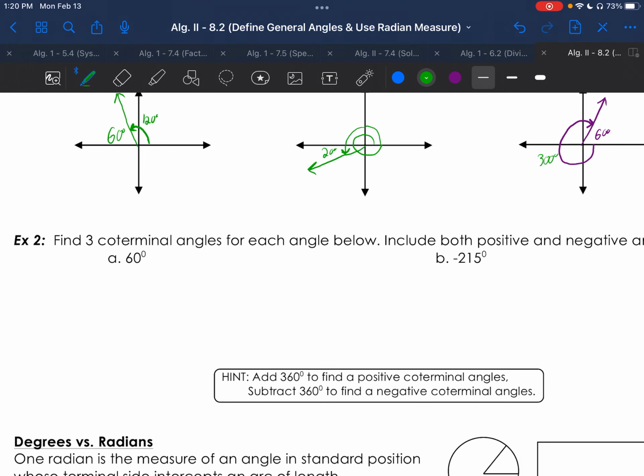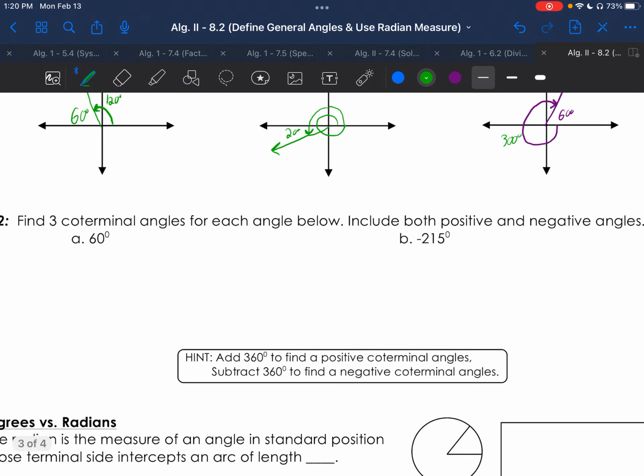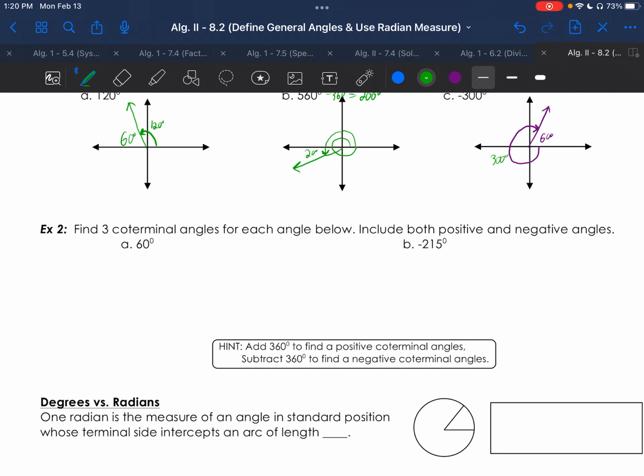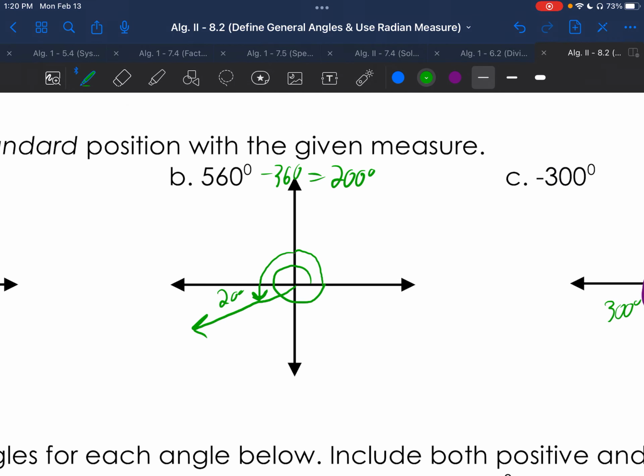So, example 2, we're supposed to find coterminal angles, so angles that would start and end at the same spot for each of these angles, and we're supposed to do positive and negative. So how do you figure out a coterminal angle? Well, I'm going to use example B on number 1 as a reference for it. 560 degrees is coterminal with 200 degrees. 200 degrees would have looked like this in blue.